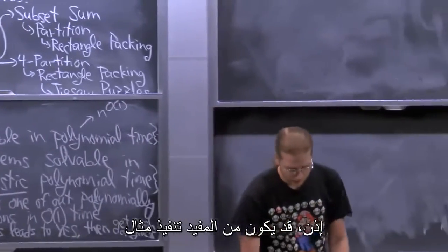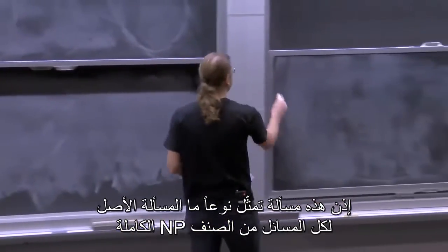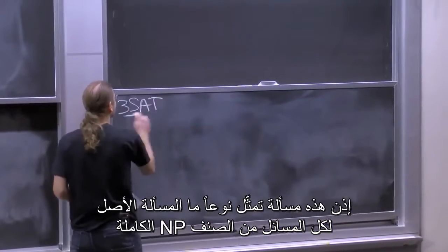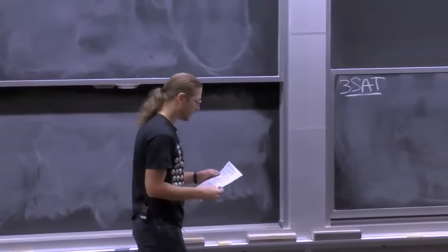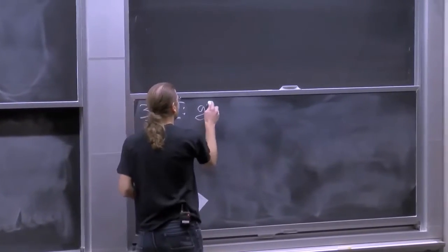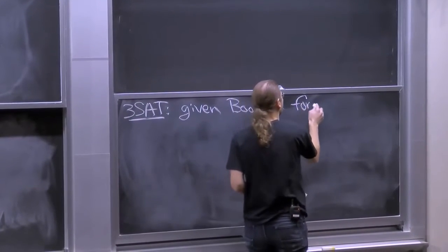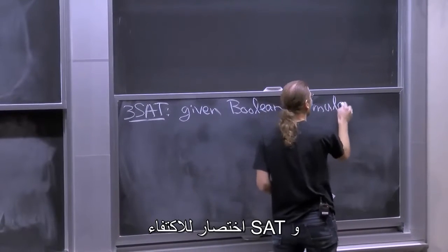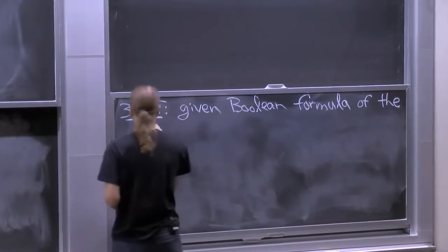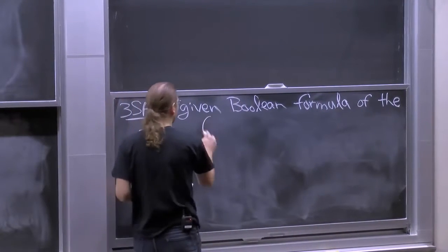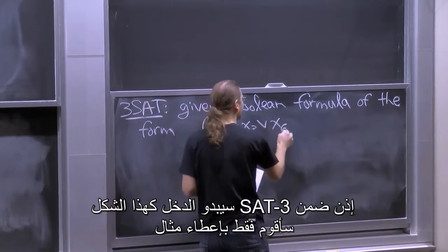So maybe it's useful to get an example. So here's a problem, the sort of granddaddy of all NP complete problems. We'll get to completeness in a moment. 3-SAT. SAT stands for satisfiability. So in 3-SAT, the input to the problem looks something like this. I'm just going to give an example.